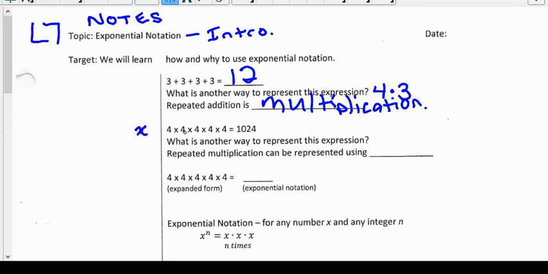So 4 times 4 times 4 times 4 times 4, right? 1,024. Another way to represent that repeated multiplication, say we used 4 as a factor, a number that we multiply by itself 5 times. That repeated multiplication is represented using exponents.